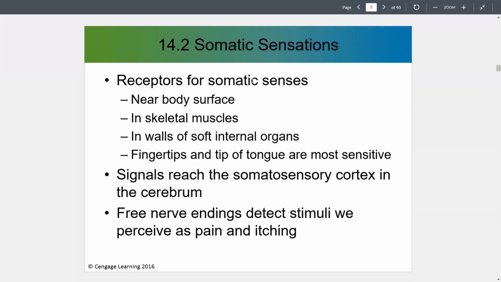Okay, so receptors for somatic senses. Remember, those are body senses. You have some near the body surface. You have some in skeletal muscles, so you can feel a muscle contraction and feel things. They're in the walls of soft internal organs. And then, of course, your fingertips and tongue and mouth, your lips are really sensitive.